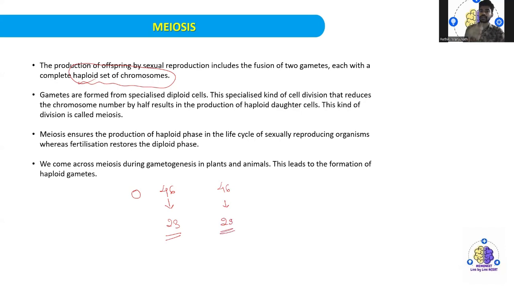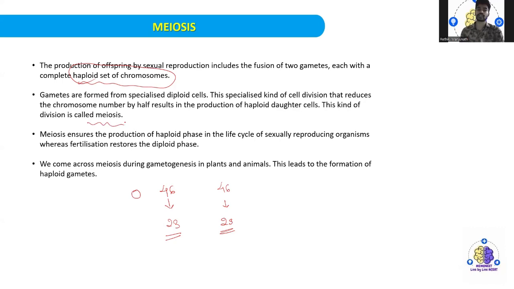So totally what is happening? The chromosome number is getting reduced. This special kind of cell division reduces the chromosome number by half, resulting in the production of haploid daughter cells. This kind of division is called meiosis. I hope you're clear what meiosis is.